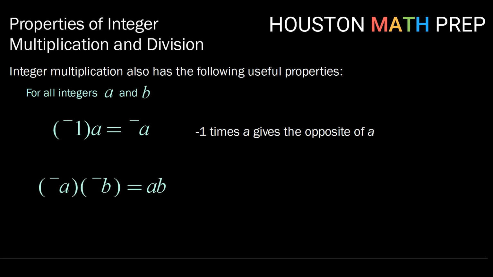We also have the property that -a times -b equals a times b. So here the idea is that if we take two opposites, then we end up with the opposite of a times the opposite of b. So the product of two negatives or opposites is a positive.